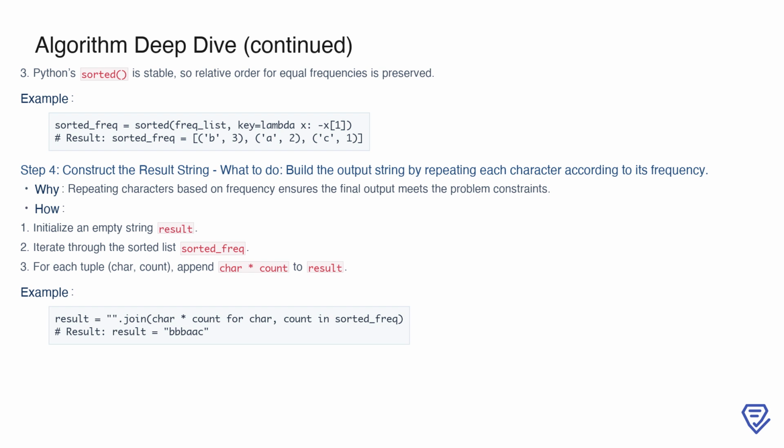The goal here is to create the output string by repeating each character according to its frequency. To do this, we initialize an empty string and iterate through the sorted list of tuples. For each tuple, we append the character repeated by its frequency to the result string. In Python, this operation can be efficiently handled with the join method, which avoids the overhead of repeatedly concatenating strings in a loop. For example, if the sorted list is (b, 3), (a, 2), (c, 1), the resulting string would be bbbaac. This step ensures that the output string is constructed in the desired order, meeting all the problem's constraints.